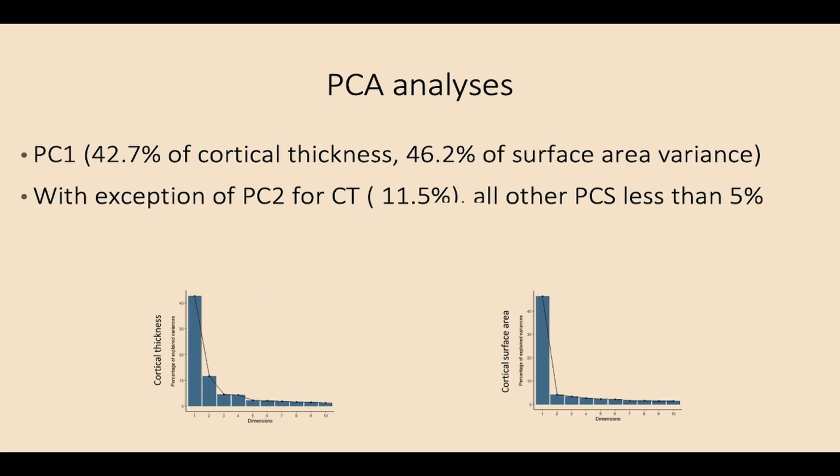So what we saw was that there was a very dominant first principal component which explained between 42 to 46% of variance in cortical thickness and surface area respectively. With the exception of the second component for cortical thickness, all other components explained less than 5% of the variance.